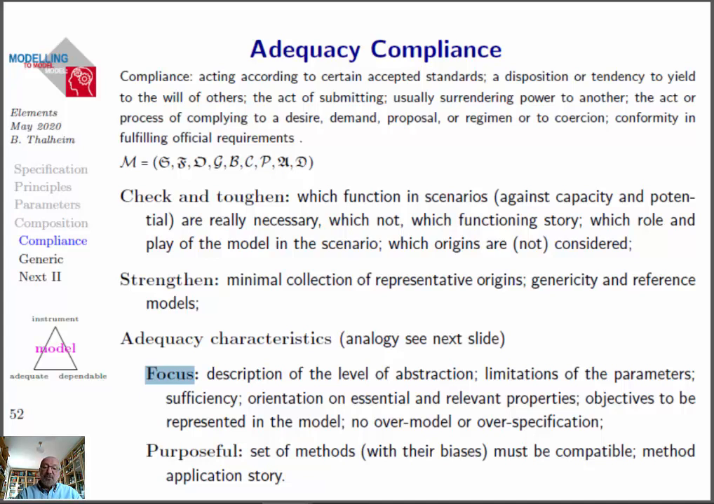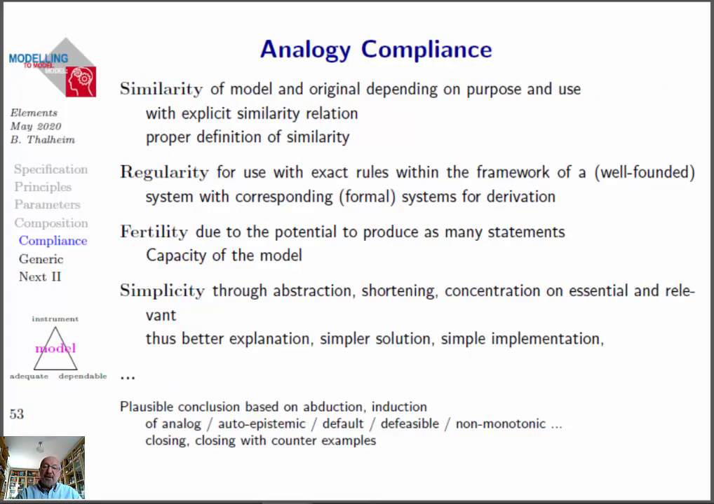Okay, let's now step to analogy as the most essential part of adequacy. Okay, analogy compliance. There should be some kind of similarity of the model and the origin, depending on the purpose and the use. And in this case, we have to have an explicit similarity relation. And this explicit similarity relation is based on parameters we have been given and considering. So in this case, we can have some kind of properties of this similarity relation. And then we can define in a proper form what it means to be similar.